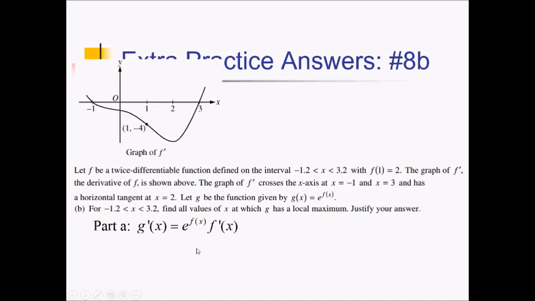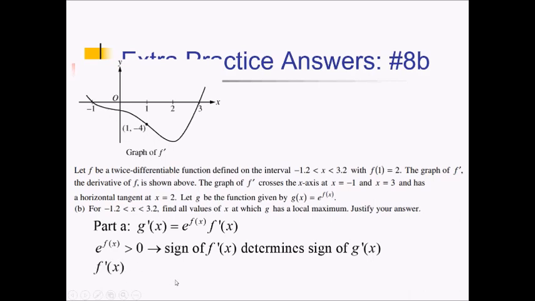Now, what's going to make our lives a little bit easier here is that e to the f of x, since it is an exponential function, is always going to be positive. Therefore, it is only f prime of x that is going to determine the sign of g prime of x. And just looking at the graph here, we see that f prime of x, and thus g prime of x, changes from positive to negative at x equals negative 1 only.